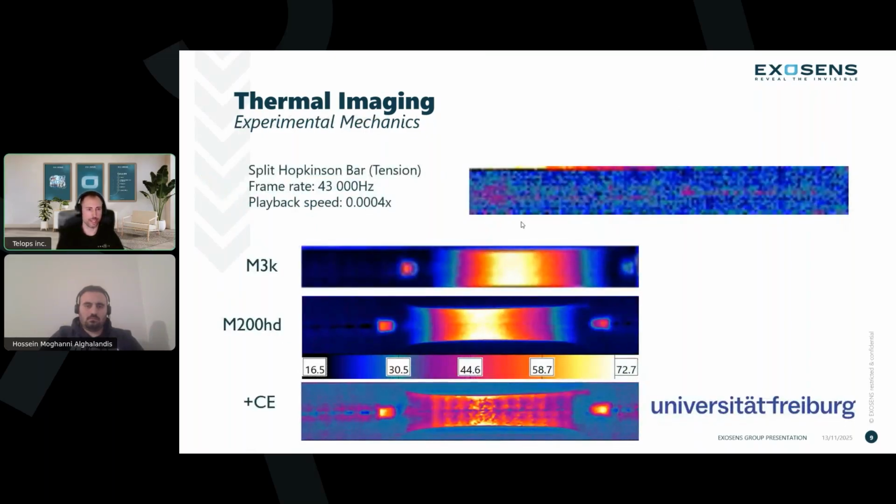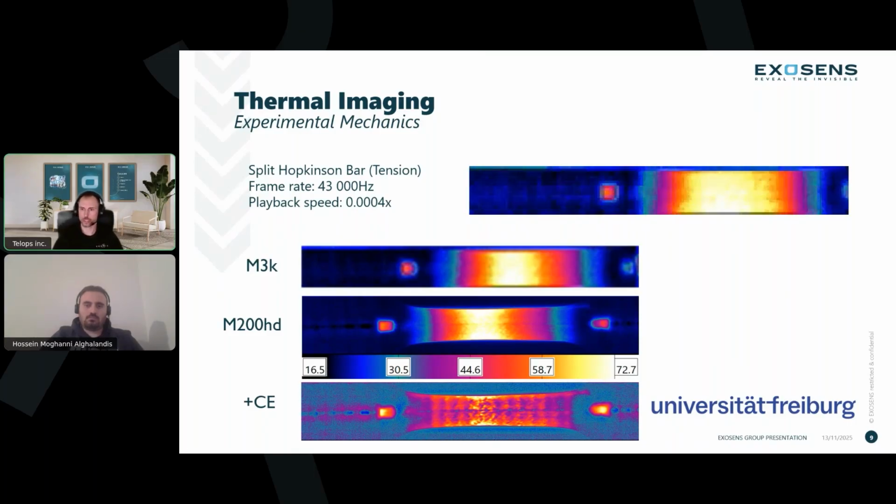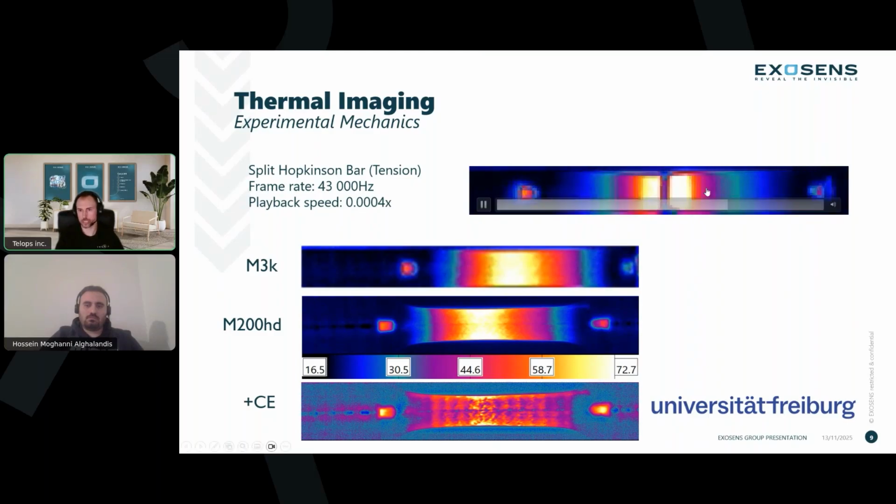Then also we have here a split Hopkinson bar test. This was done with an M3K and windowed down using a frame rate of 43,000 hertz. So 43,000 frames per second for this test. The playback speed is much slower than the actual event itself, at 0.0004 times, but we can also see the information that is provided by the infrared camera during the split Hopkinson bar. Again, we can see the propagation and we can see the thermal energy response within this video and during this test.